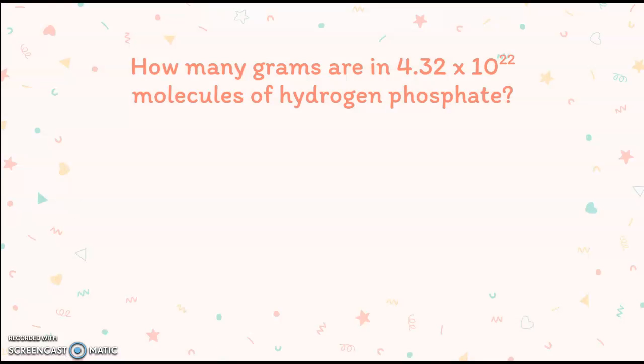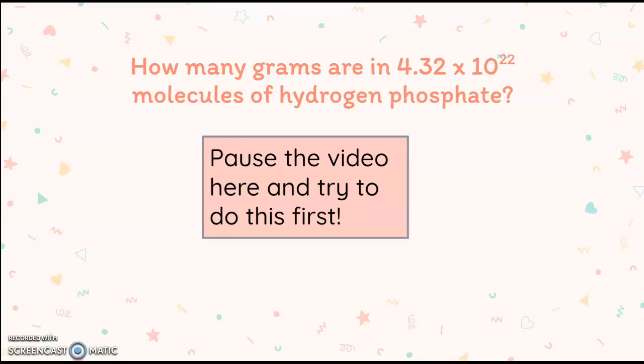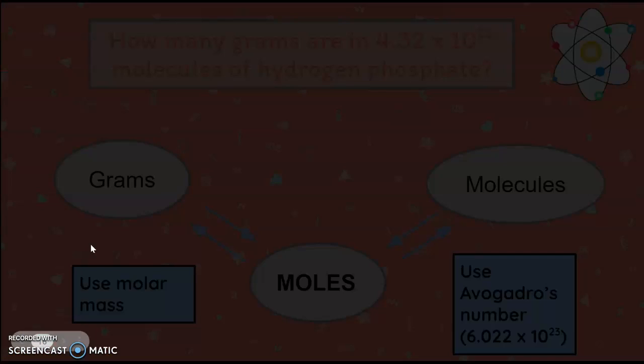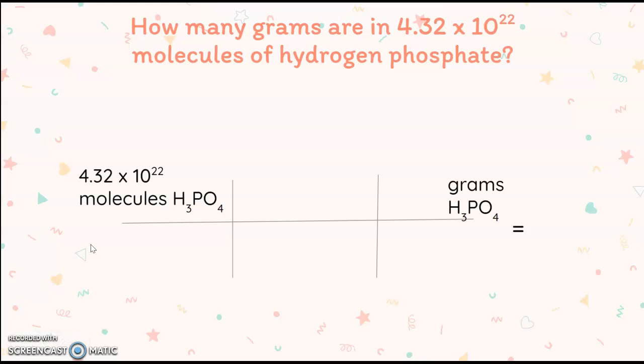Okay, our next one, how many grams are in 4.32 times 10 to the 22nd molecules of hydrogen phosphate? Pause this video, try to work this out yourself before continuing on. Looking at our mole problem guide here, we're going to be going from molecules. So here on the other side this time, moles to grams. It's a 2-step problem again. So here I've put on the left-hand side what we're given. On the right-hand side, what we're going to be looking for, which is grams of H3PO4.